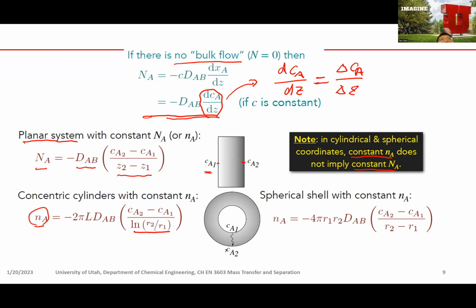Is no bulk flow, does that just mean it's at steady state, or does that mean that there's no inlet or outlet? What do you mean by no bulk flow? No bulk flow means basically the average velocity of all the species is zero. There's no flow. So for gas, there's no wind. For liquid, there's no flow.